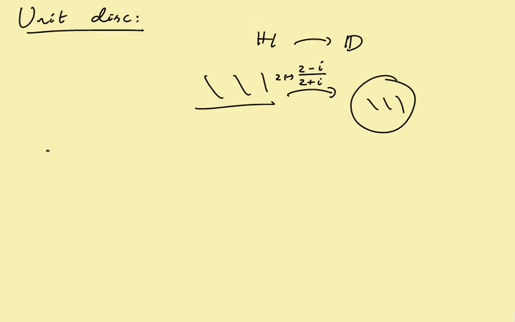I give this map a name. Let's call it, better to have a notation here, psi or something. C preserves circles, and here by circles I always mean circles and lines, and it preserves angles.